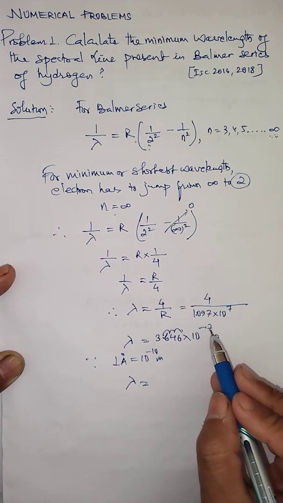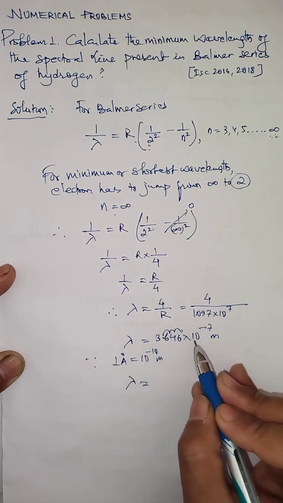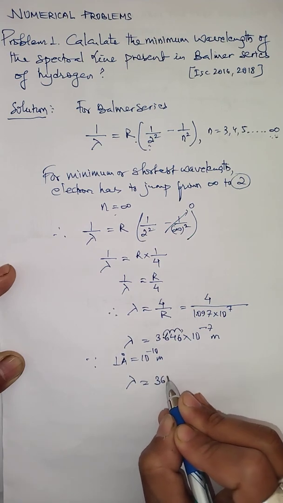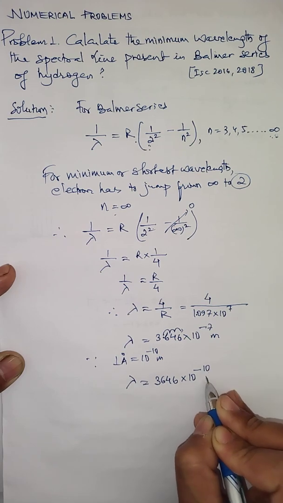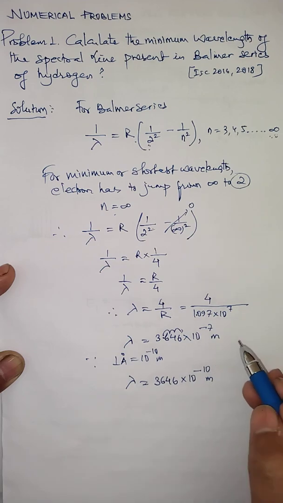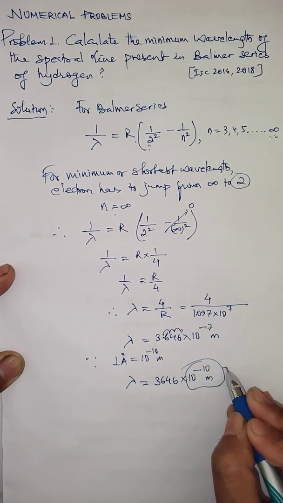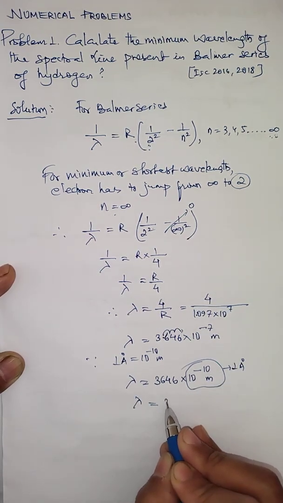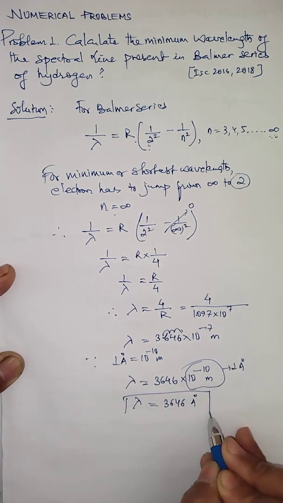When you shift the decimal 3 places right, the power increases by 3 in the negative direction, so we write 3646 into 10 to the power minus 10, because it was already 10 to the minus 7. 10 to the minus 10 meter is nothing but 1 Angstrom. Finally, the answer is lambda equals 3646 Angstrom.